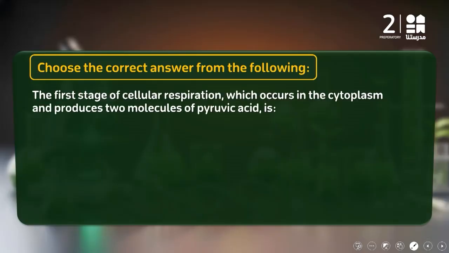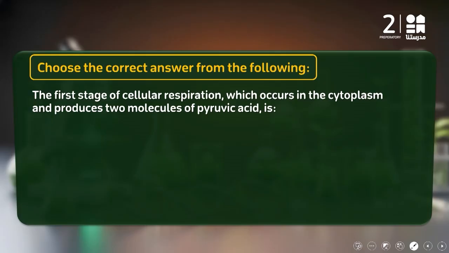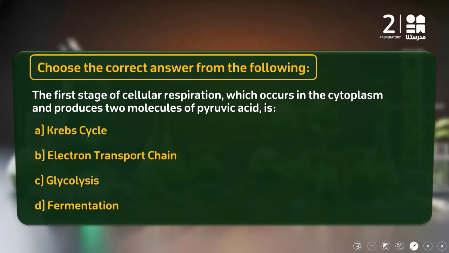We still choose the first stage of cellular respiration, which occurs in the cytoplasm and produces 2 molecules of pyruvic acid. Cellular respiration has two stages and many steps. The first one is the breaking down of glucose. The glucose molecule is broken down into 2 molecules of pyruvic acid. This process is known as glycolysis. It's done in the cytoplasm of the cell.